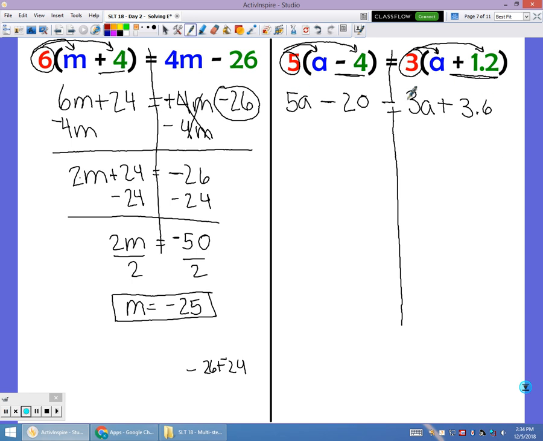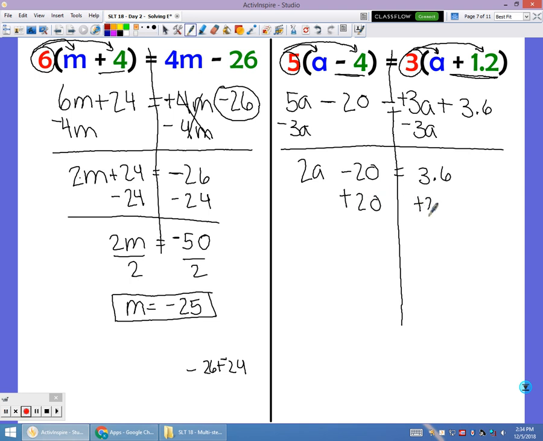Now I need to eliminate the smaller a's, so I'm going to subtract 3a from both sides. I'm left with 2a minus 20 equals 3 6/10, or 3.6. Now I have a two-step equation. I need to undo my minus 20 first by doing the inverse, add 20 to both sides, and I'm left with 2a equals 23.6. Divide both sides by 2.